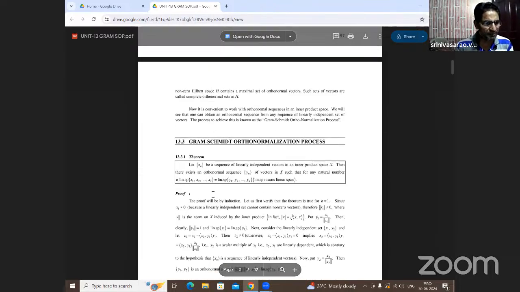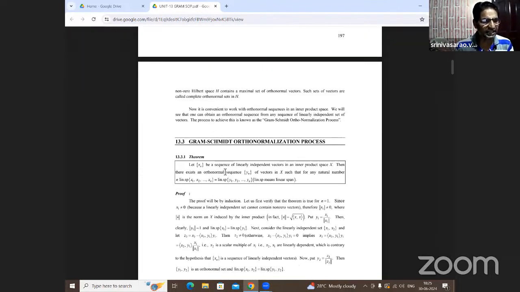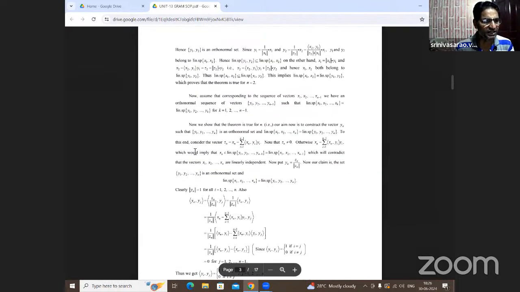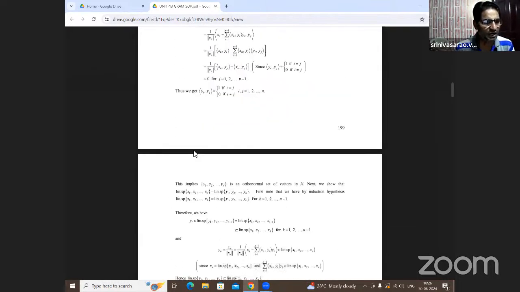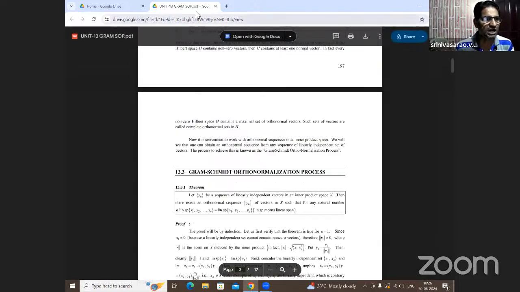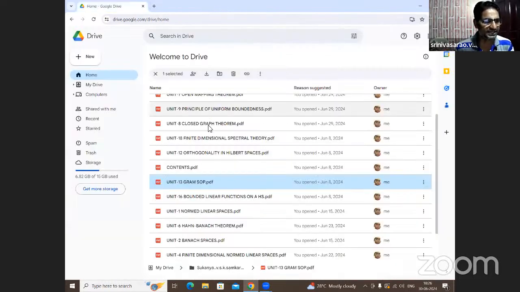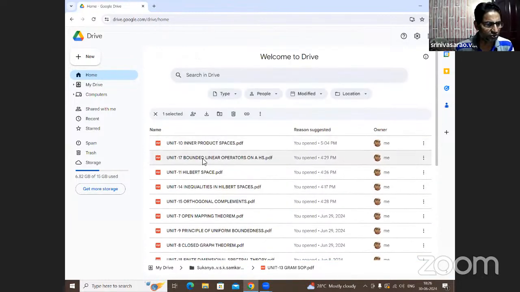That is the statement: every finite dimensional inner product space has an orthogonal and orthonormal basis. That is the statement of the Gram-Schmidt orthogonalization process. 13.3.1, that is the theorem of Gram-Schmidt, GSOP. Simply the statement of the Gram-Schmidt orthogonalization process. You must practice the problems depending upon the GSOP.